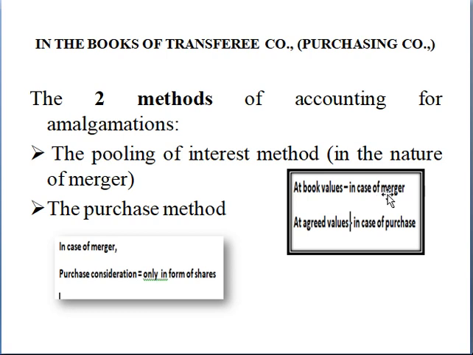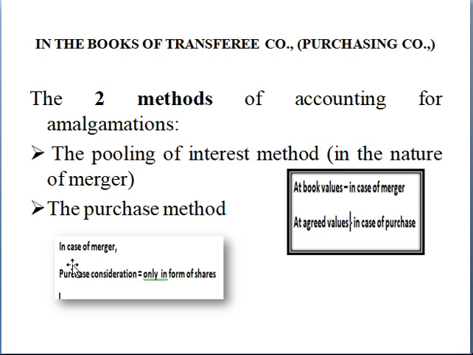Listen once again. If it is a merger method, enter your assets and liabilities at the book values. Though they have given a new amount, it should not be taken for your calculation in the merger method. Always take only the book values, which is the amount given in your balance sheet. In the purchase method, always consider the agreed value, for what amount the purchasing company is ready to take over your assets or liabilities.